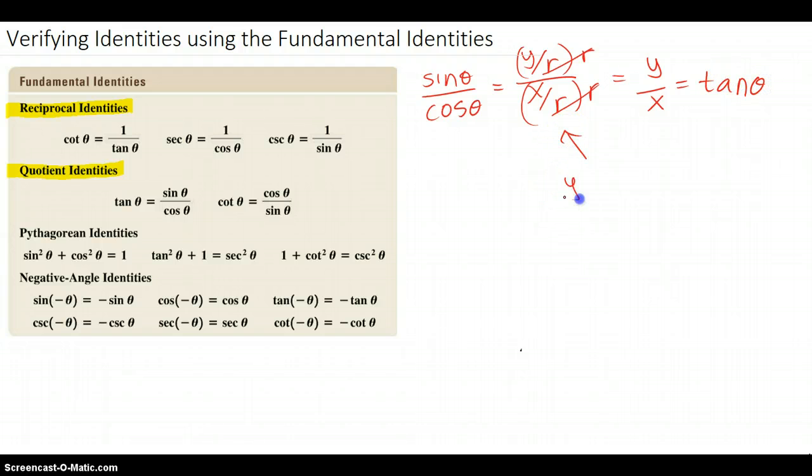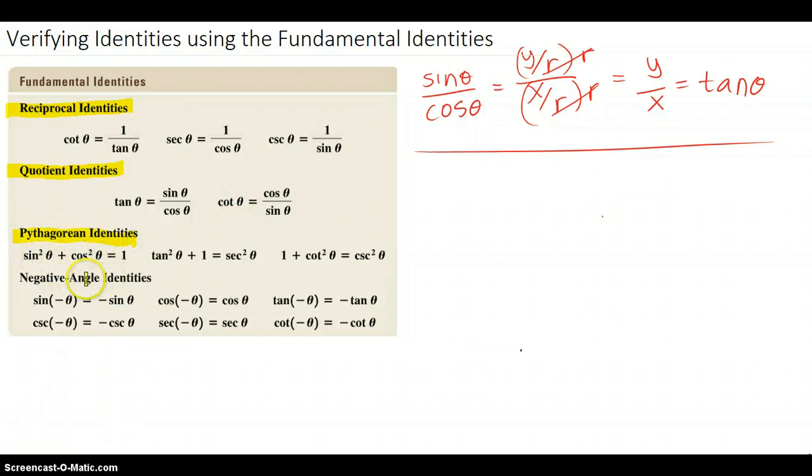By the way, another way you could have thought of this is y over r divided by x over r. And we know dividing, you multiply by the reciprocal, and the r's could have canceled that way as well. And cotangent could be done a similar way. The next grouping is the Pythagorean identities.